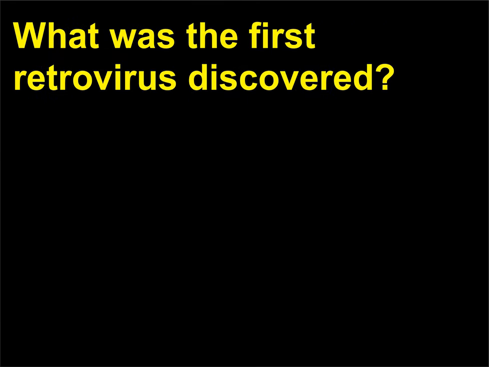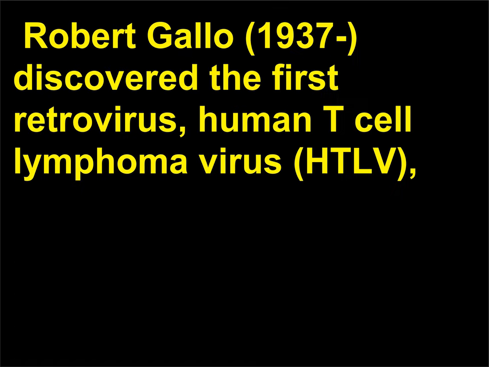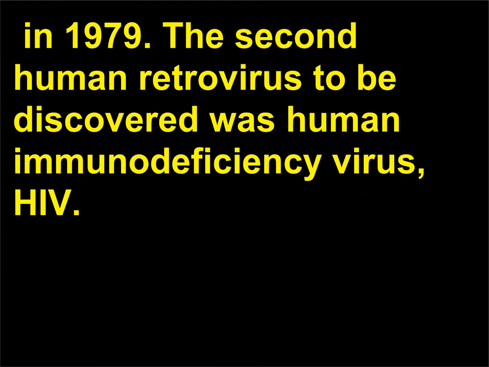What was the first retrovirus discovered? Dr. Robert Gallo, 1937, discovered the first retrovirus, human T-cell lymphoma virus, HTLV. In 1979, the second human retrovirus to be discovered was human immunodeficiency virus, HIV.